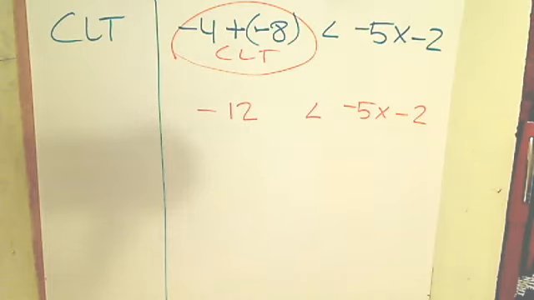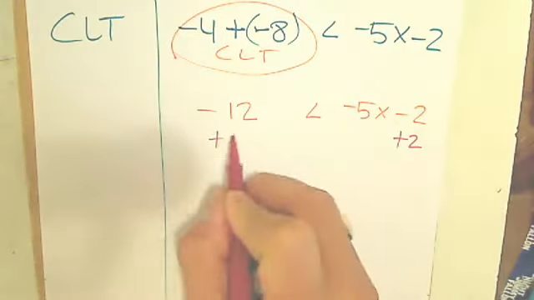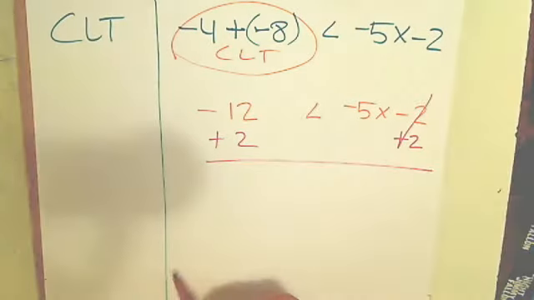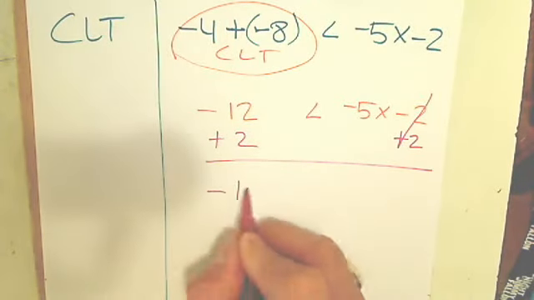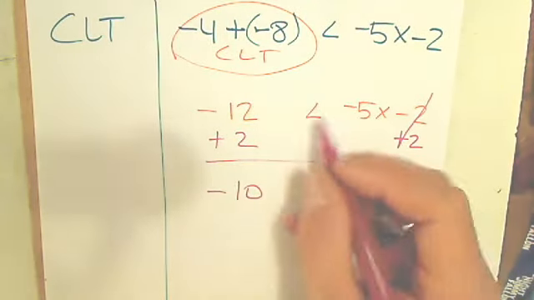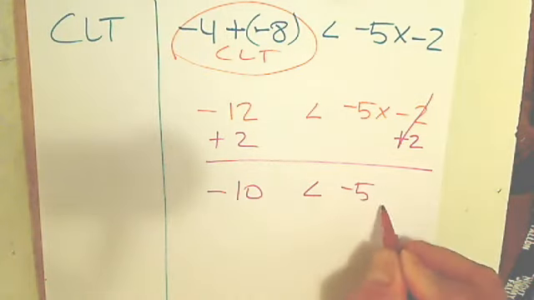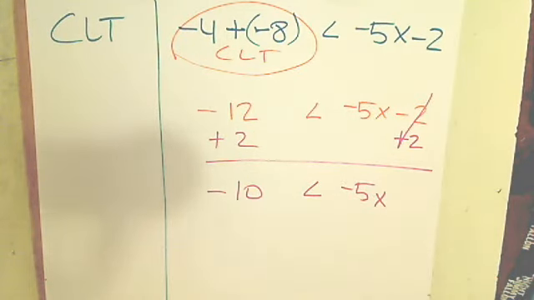Questions, comments, concerns about what I just did? Now we have too many numbers. We've got to balance it out. Why can't I add 12? It becomes 0, then you have all this mess, right? Balance it out. Here you can add 2 to both sides. Bring down negative 10, bring down the sign, bring down negative 5x.